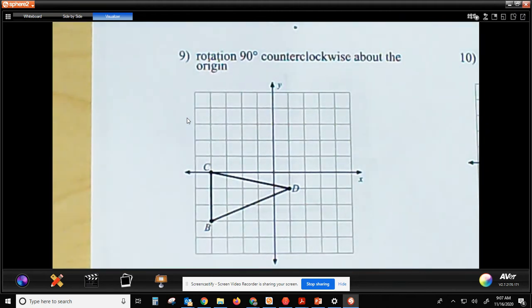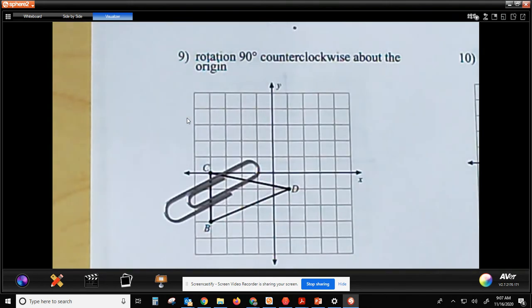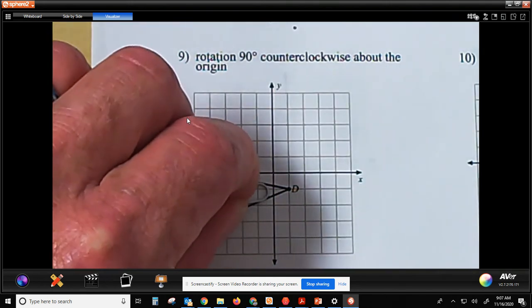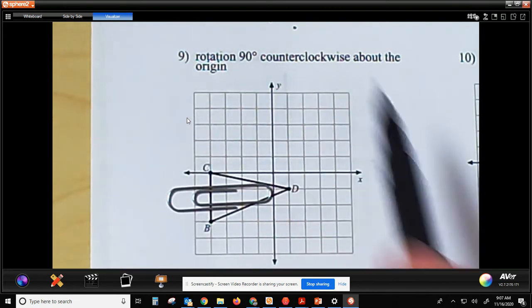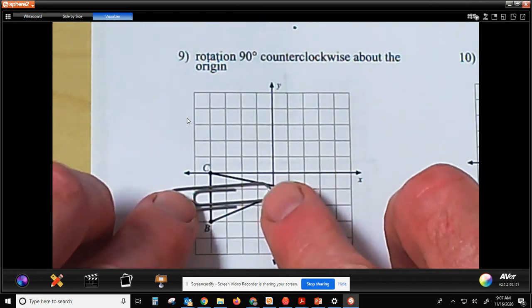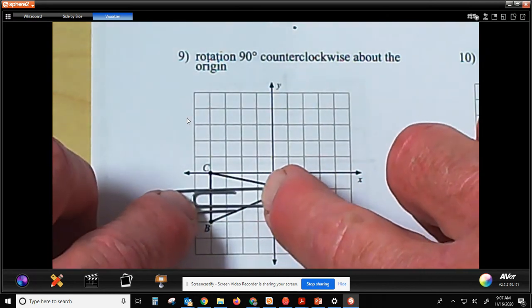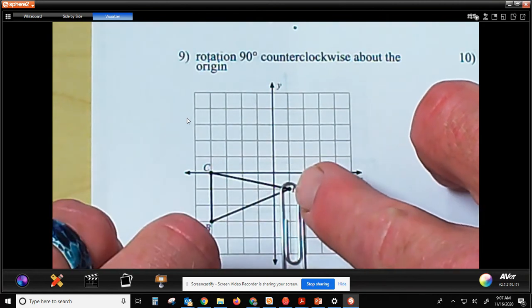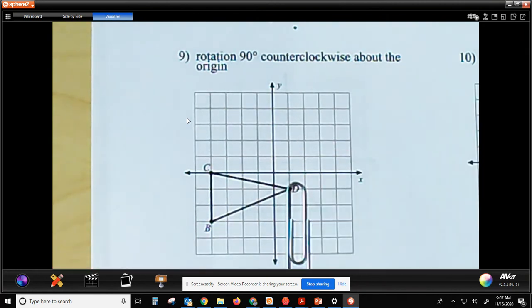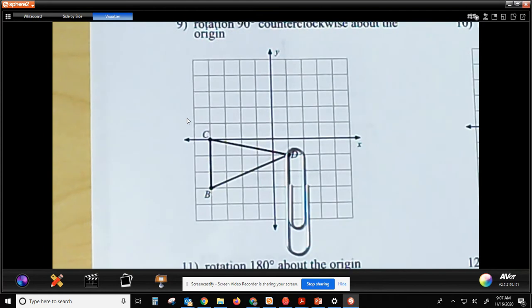Okay, if I use my paperclip again, it's already down here in quadrant 3. So if I rotate counterclockwise about the origin, well, it's like the paperclip's going to spin and it's going to come here against the run of the clock. So the triangle shape's going to be in that general area.